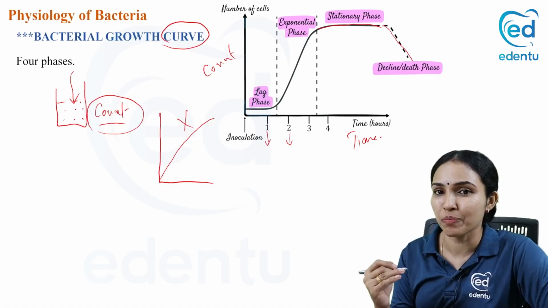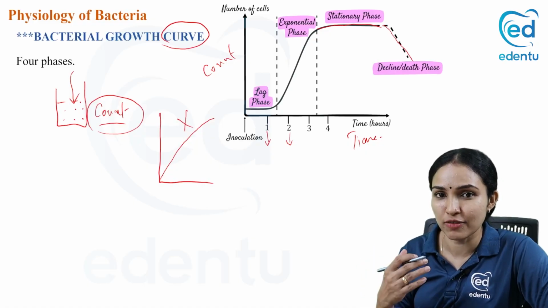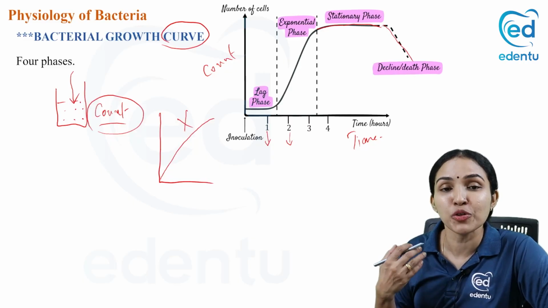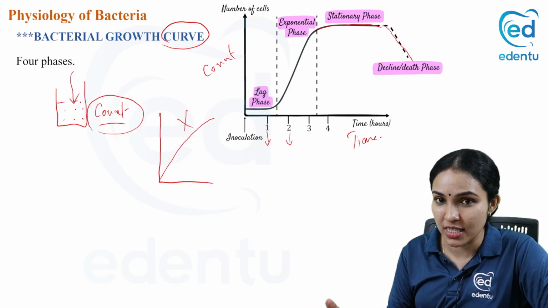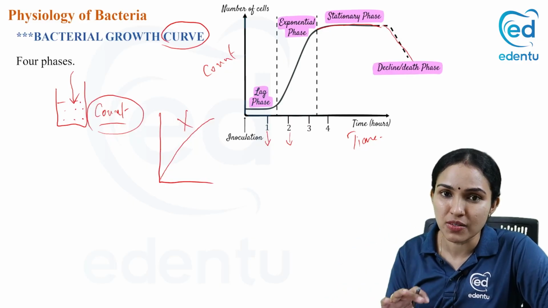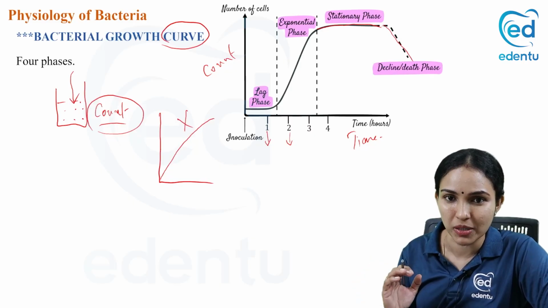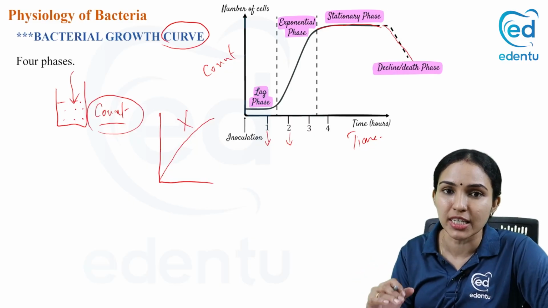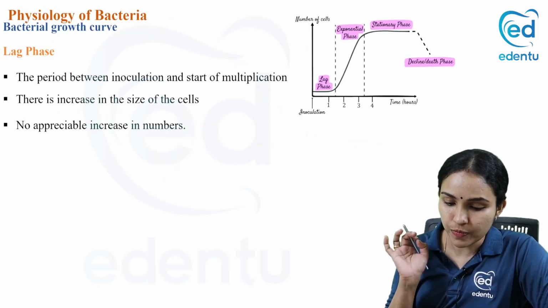So these things happen because the nutrition available in the medium is not static. It will get depleted. Bacteria will produce its own toxic products. Bacteria will release autolytic enzymes. So all these factors will come into play and determine how the growth occurs in this culture medium. So that is why you get this kind of curve. So we'll see what happens in each phase.